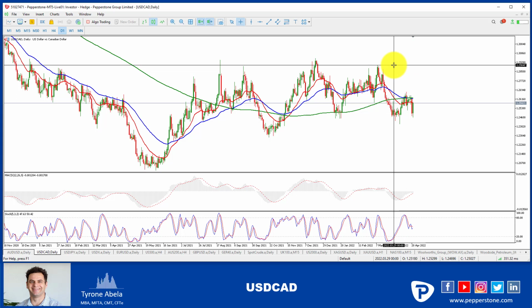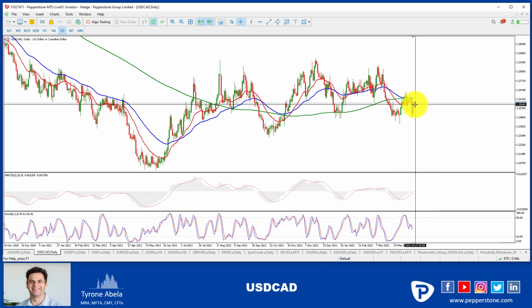The good thing about the CAD is, once you do break these zones, although you've got to wait a little bit longer to actually get there, when you do break them, they are generally sustained moves. So that's what I'll be looking for there, a break above these levels, and a reversal here, of course, on a smaller time frame.